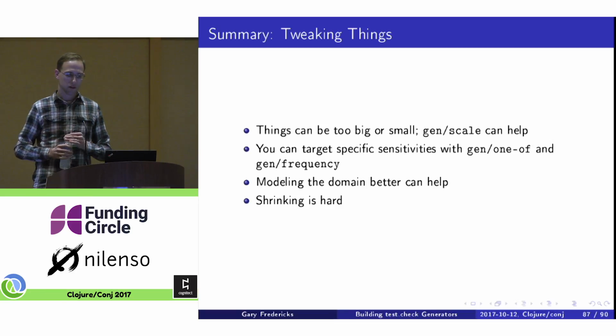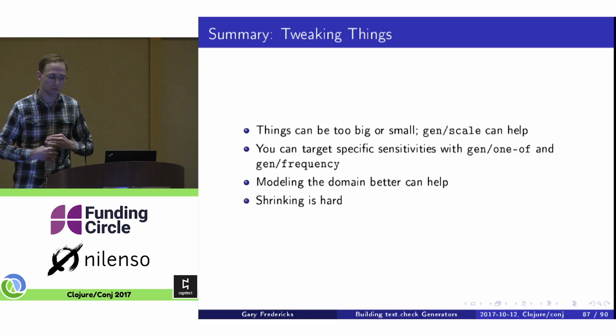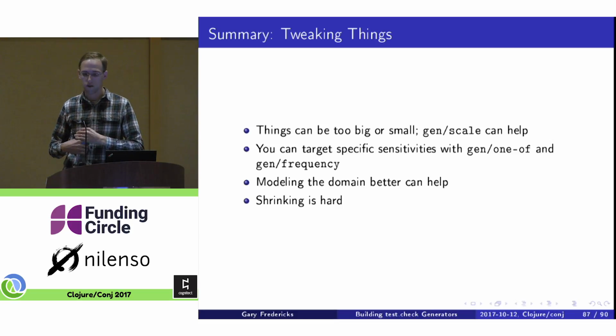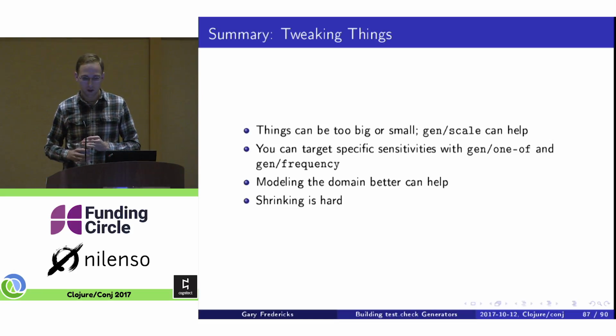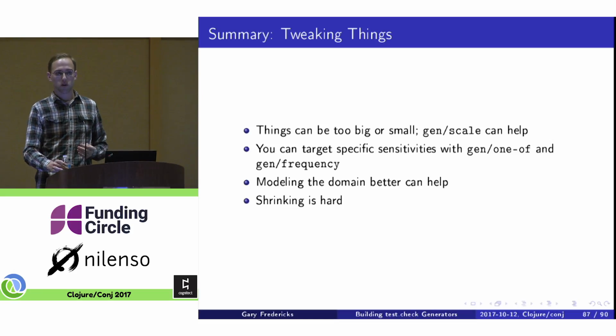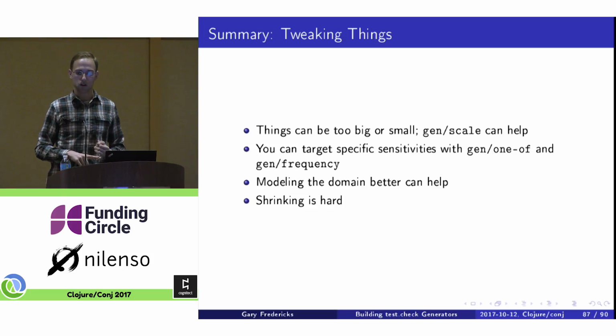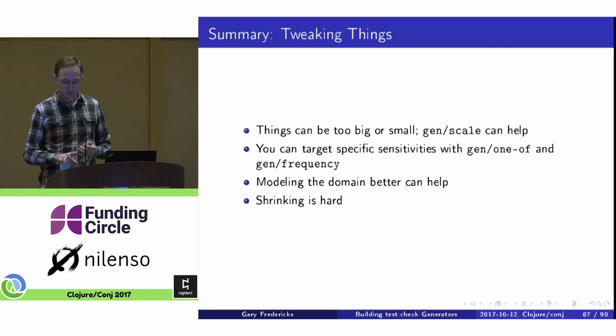So summarizing this section, things can get too big or small. We have functions for scaling. We have functions for modifying the distribution. You can model your domain a little more directly and get some benefits both for generation and for shrinking. But shrinking in general is kind of tricky.